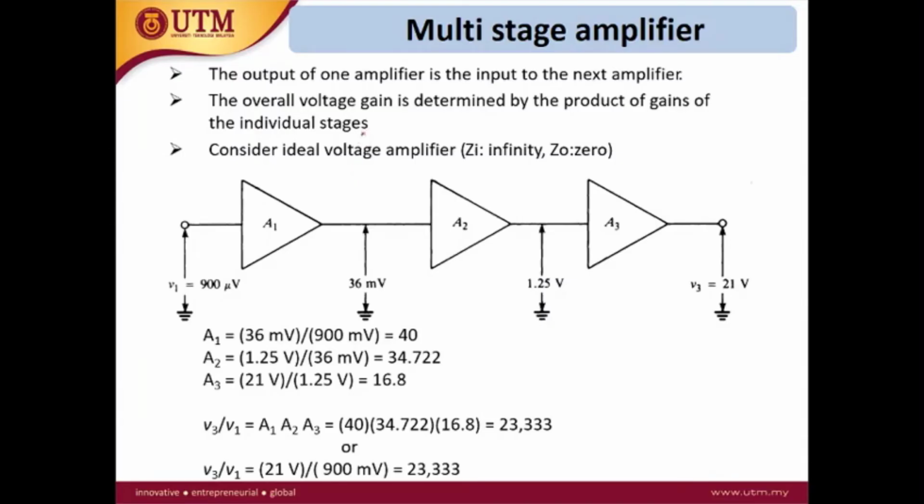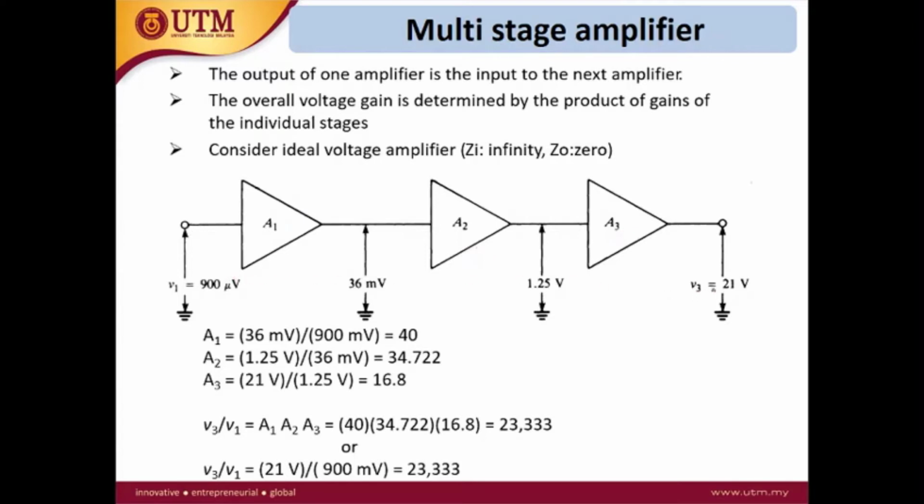We have discussed the reason why we do the multi-stage. So next we consider the connection of the multi-stage. The connection of the multi-stage is shown in this very simple circuit diagram. This triangular shape component is the general symbol for the amplifier. So we have amplifier 1, amplifier 2 and amplifier 3.